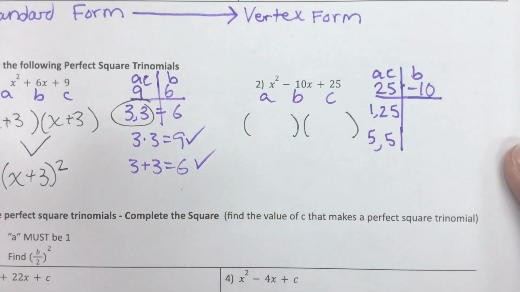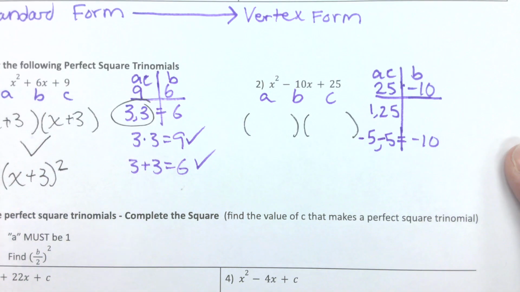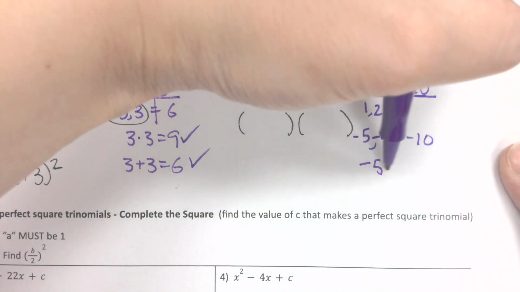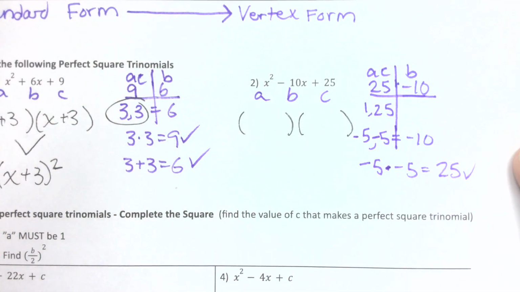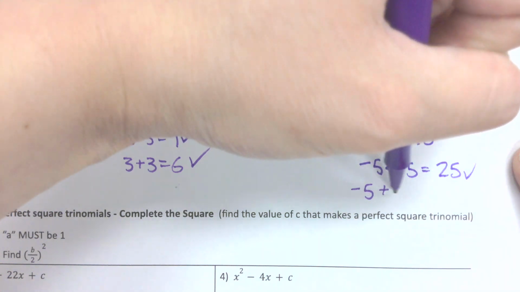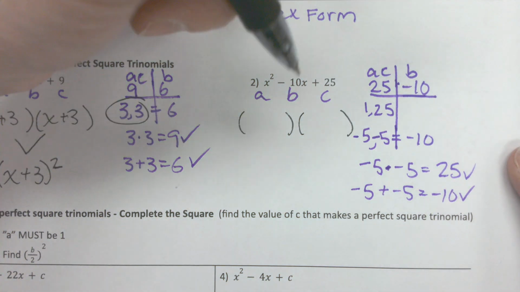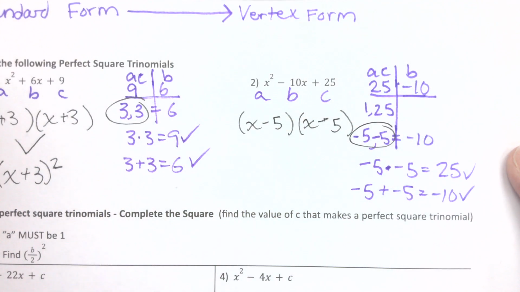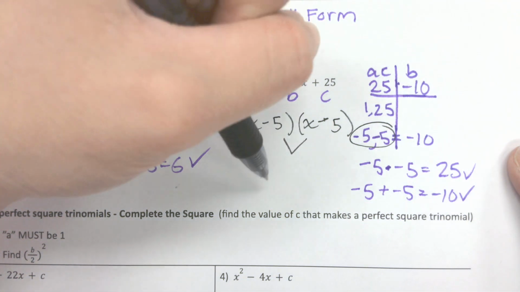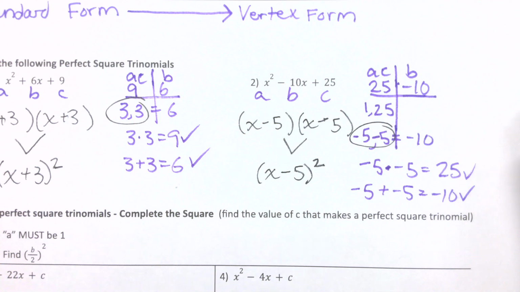And we know 5 plus 5 can get us 10. To get negative 10, they'll both have to be negative. Negative 5 times negative 5, that is positive 25. And negative 5 plus negative 5 is negative 10. So it's x minus 5 and x minus 5 again. And so we get x minus 5 squared as a final answer.